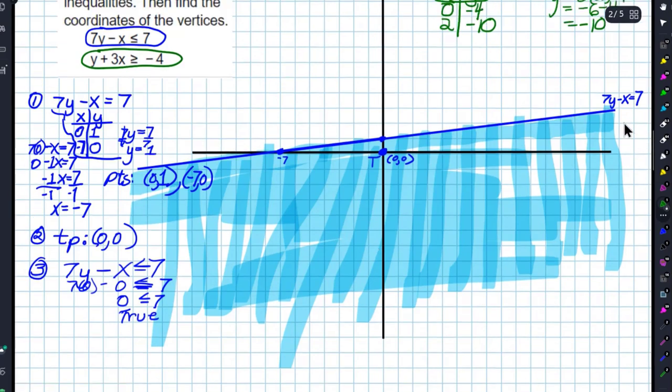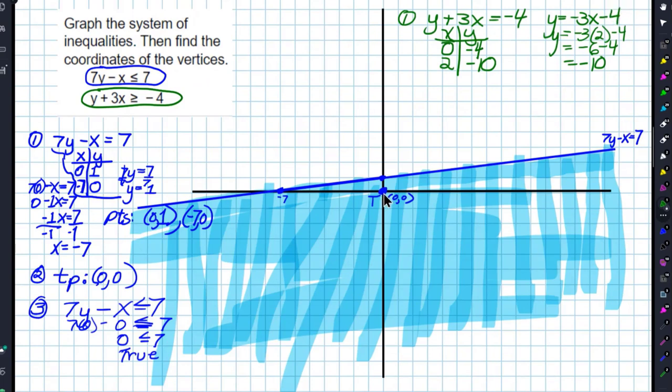Okay, so 0, negative 4 is 1, 2, 3, 4 right here. And 2, negative 10, that's 1, 2, negative 1, negative 2, negative 3, negative 4. Checking to make sure. Negative 5, negative 6, negative 7, negative 8, negative 9, negative 10. And I draw my line. Or I don't. Try again.